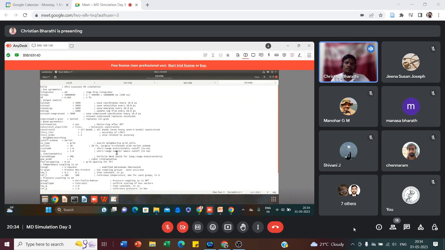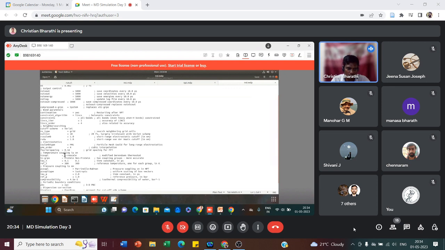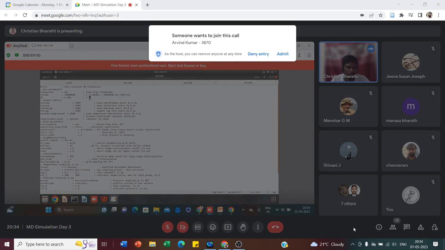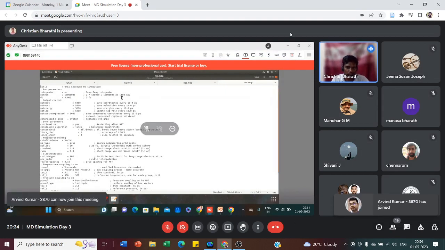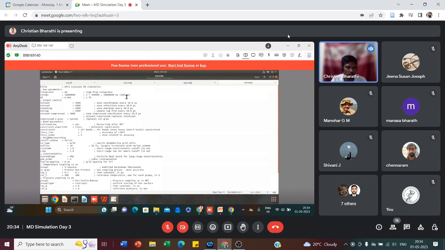Here we are using both pressure and temperature coupling in MD, and the time is different. Okay, so I'm giving it for 100 nanosecond.